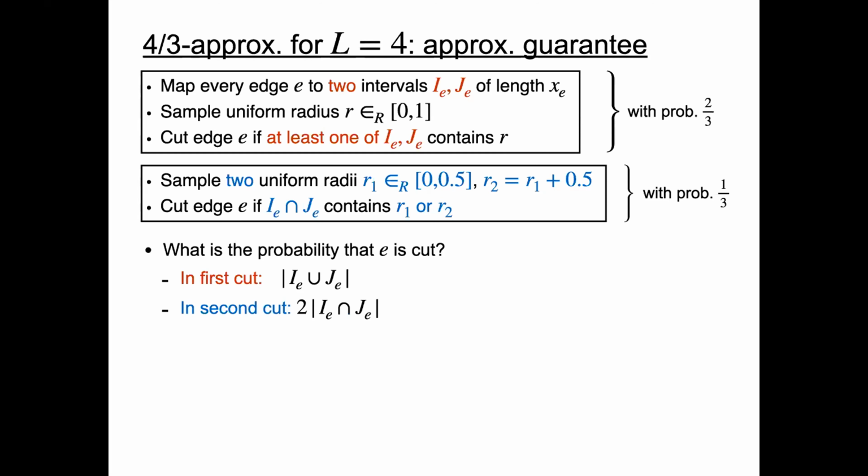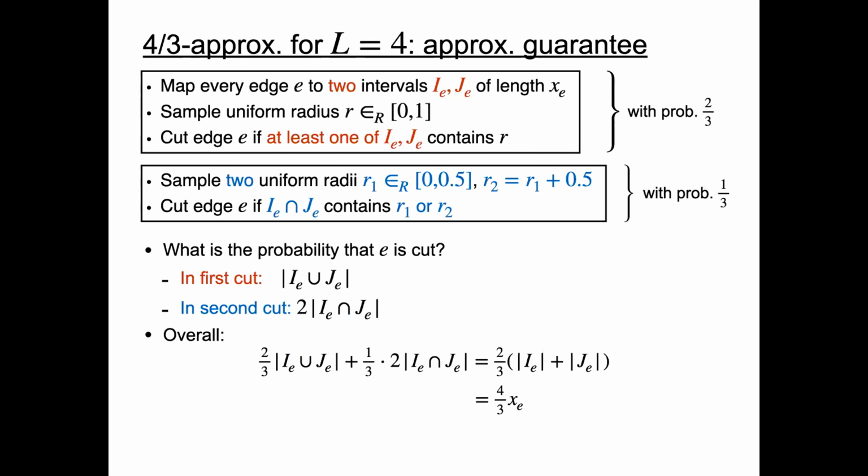Okay, and then you just do a very simple calculation, right? It's 2/3 times the probability of being cut in the first cut, plus 1/3 times the probability of being cut in the second cut. And then overall, you get 2/3 times the sum of the lengths of intervals. Both of these are intervals of length x_e, so you get the bound that we wanted. You get 4/3 times the LP value. Okay, so that's just a quick glimpse of a snippet from one of our algorithms.